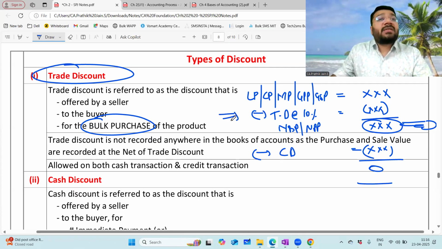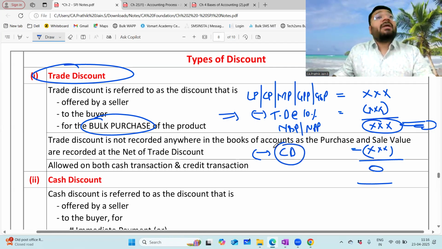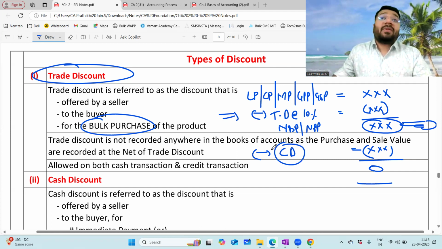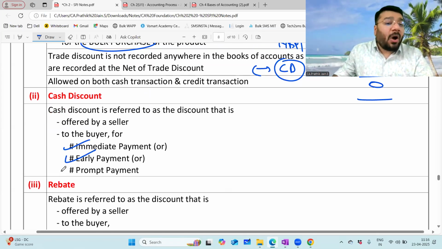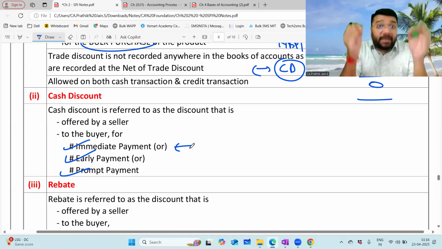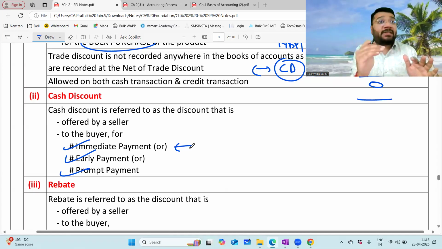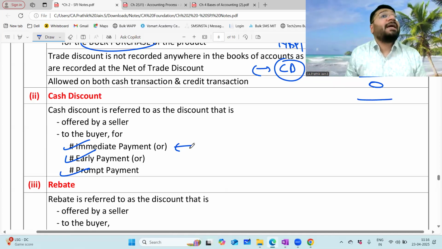So trade discount is a discount offered by the seller to the buyer at the time of bulk purchase. Then what is cash discount? Cash discount is also a discount offered by the seller to the buyer, but this time it is for the payment. Which type of payment? 3 types of payment. Immediate payment, or early payment, or prompt payment. Immediate payment means what? On the date of sale, immediately across the table, when the goods are exchanged, I want the money to be received. So at that time I offer a special discount called cash discount.